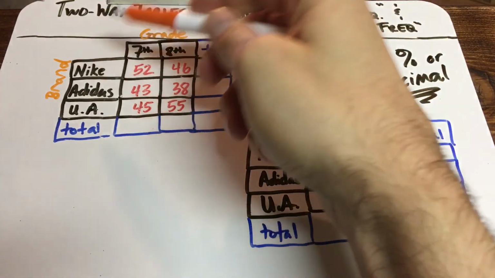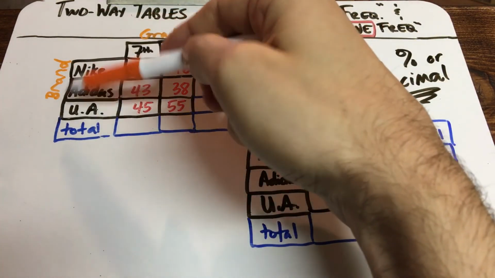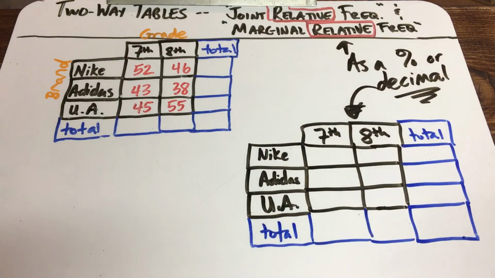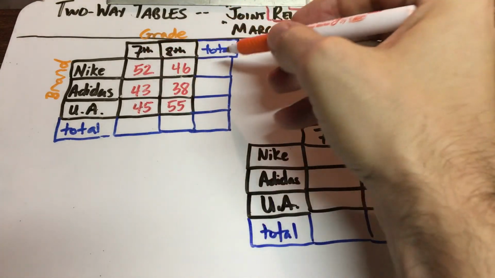So you can see what we've done here. We've surveyed some students in different grades, 7th grade and 8th grade. We've named off some different popular brands, Nike, Adidas, Under Armour, and we just asked them to vote for one of those, right? 7th graders vote for Nike, Adidas, Under Armour. Same thing with 8th graders. And so I can just total these up. It's probably going to be easiest to go across here.